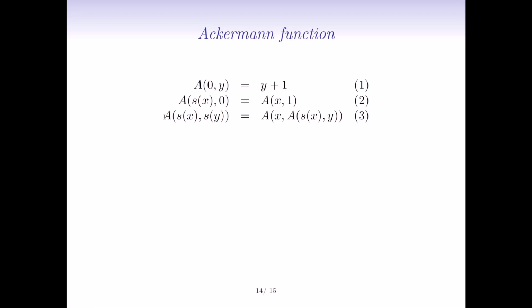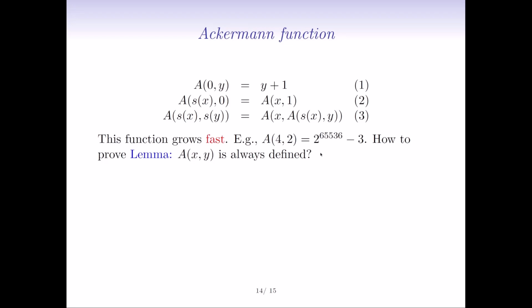Otherwise, if neither argument is 0, then they are both successors. So the Ackermann function applied to Sx and Sy is the Ackermann function applied to x and the result of the Ackermann function applied to successor of x and y. So a slightly complicated recursive definition there. As I said, it grows fast. And here's an example of just how fast it grows. If I take 2 pretty small arguments, 4 and 2, then the result of A applied to 4 and 2 is 2 to the power 65536 minus 3. So it grows really, really fast.